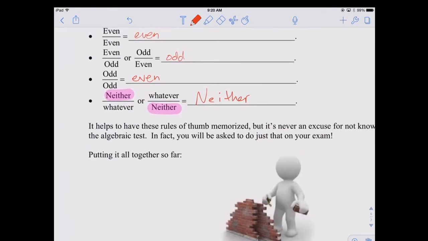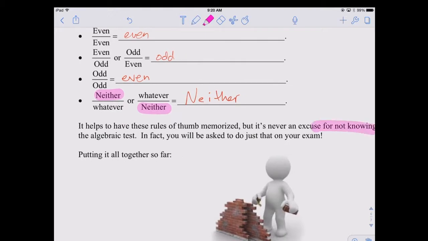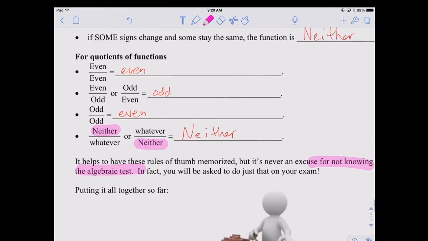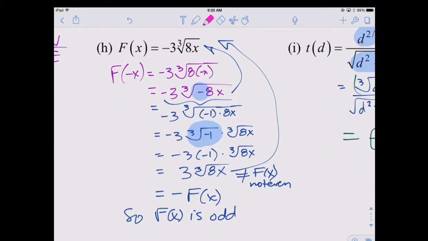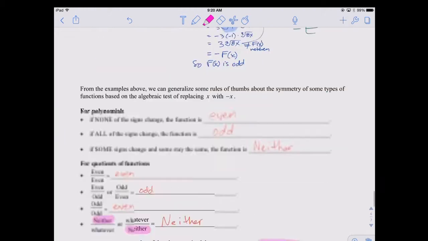Anyway, it helps to have those rules memorized, but it's never, ever an excuse for not knowing how to do the algebraic test. So remember, I'm going to ask you to go through the formal algebraic argument of replacing x with negative x, and then showing me how it works out, something like what we did here on H, at least for this coming test. And then after that, in the future, we're just going to be interested in symmetry as an aid to graphing. Then you should just be able to look at it and tell, hey, it's even or odd or neither.